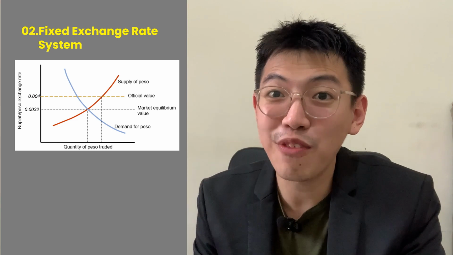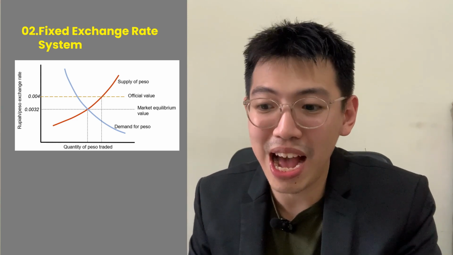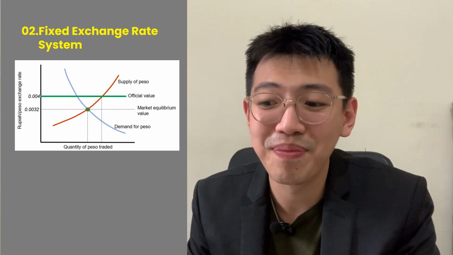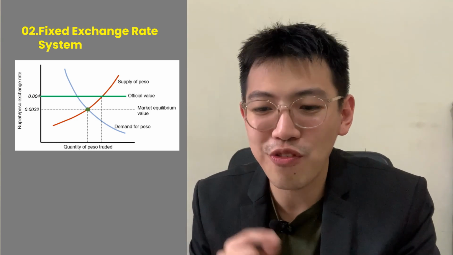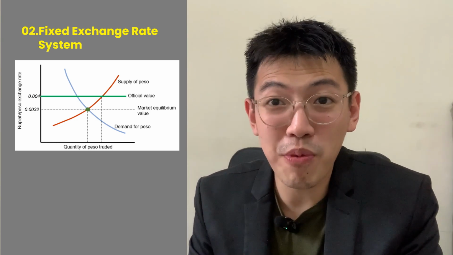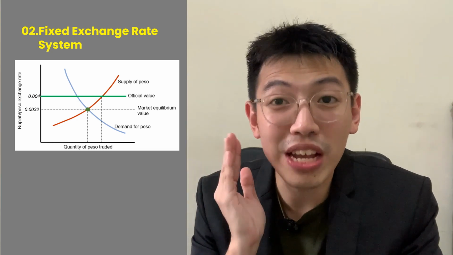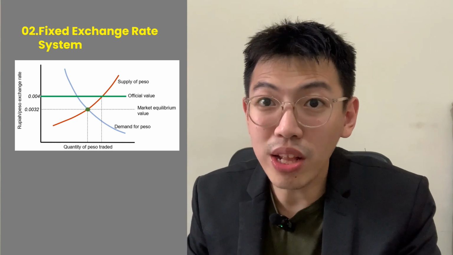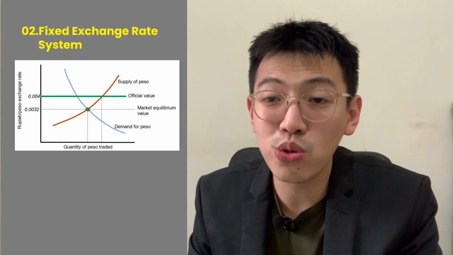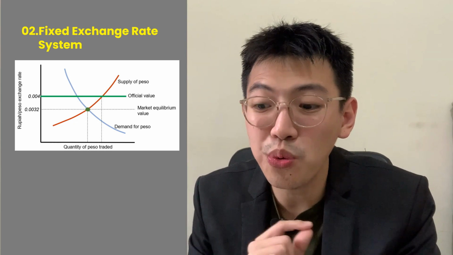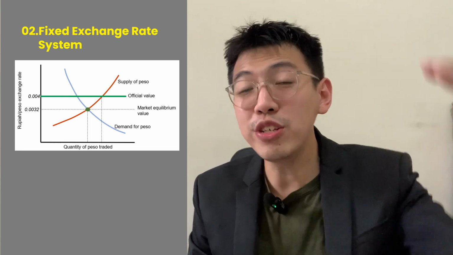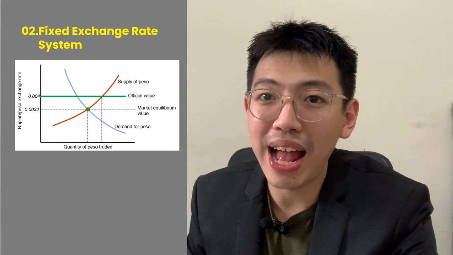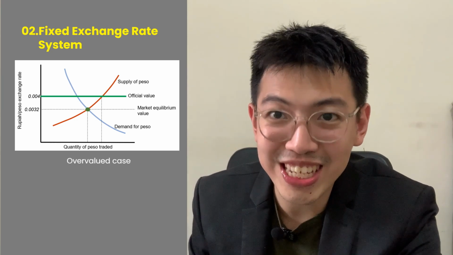Assume that peso set fixed exchange rate toward rupiah. 1 peso equals to 0.004 rupiah. This we call as official value. Now see the equilibrium point when demand curve and supply curve intersect. This we call as fundamental value. The equilibrium point is 1 peso equals to 0.0032 rupiah. We can see here the official value is higher than the equilibrium point. This we call as overvalued exchange rate.